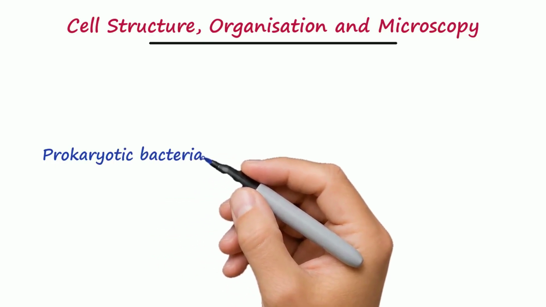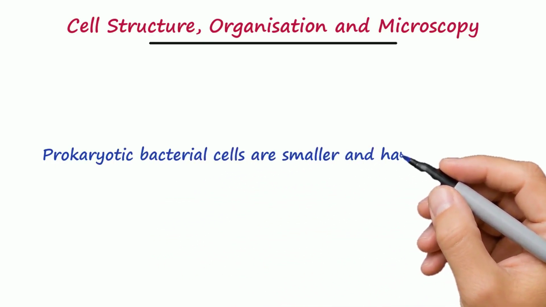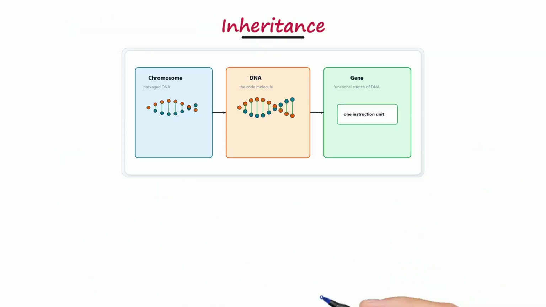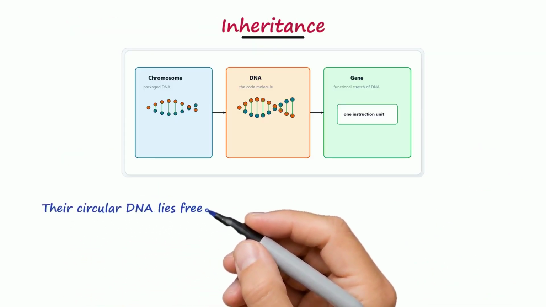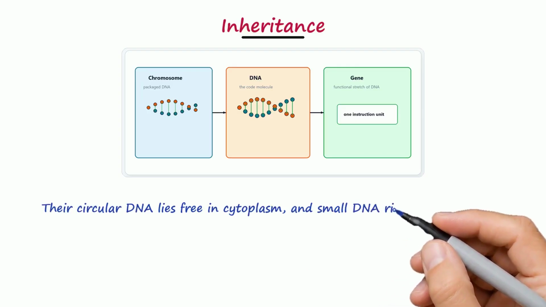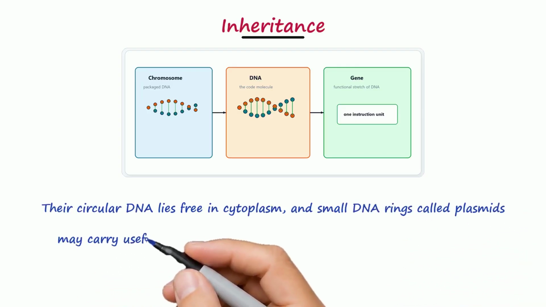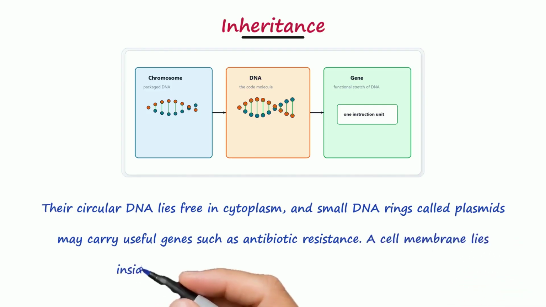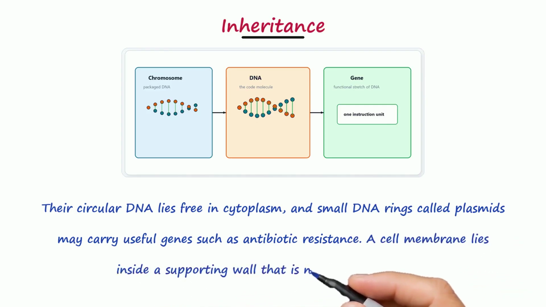Prokaryotic bacterial cells are smaller and have no nucleus or membrane-bound mitochondria. Their circular DNA lies free in cytoplasm, and small DNA rings called plasmids may carry useful genes such as antibiotic resistance. A cell membrane lies inside a supporting wall that is not made of cellulose.